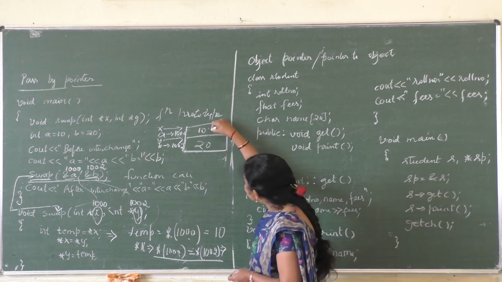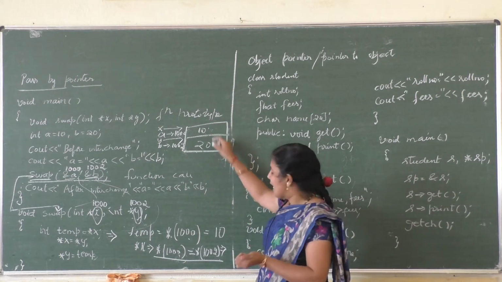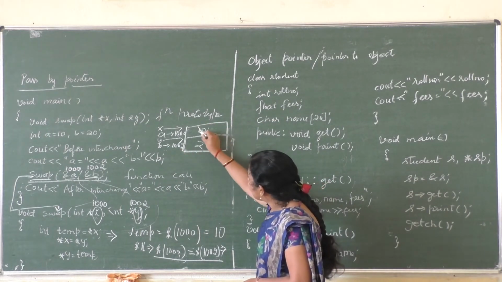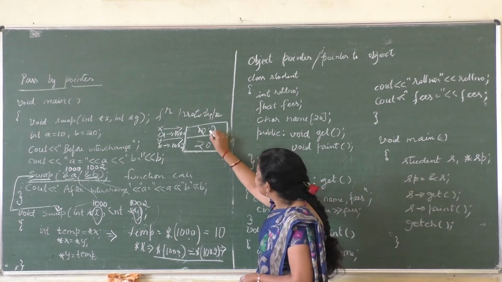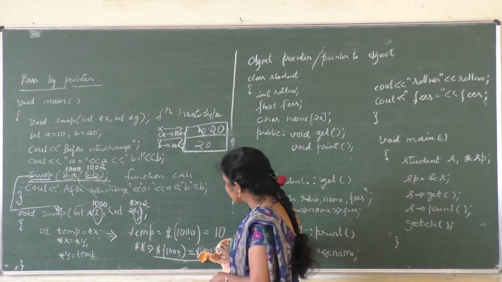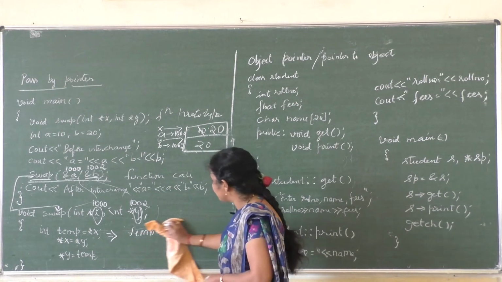That is, in this location which value do I have to store? I have to store the value that is in 1002, that is 20. This will be replaced by 20. Is it clear? Next step, star y is equal to temp.